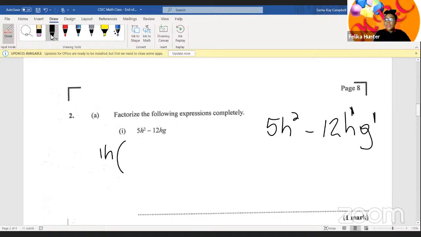All right, so if it was a case where we had h to the 4, then I know that h squared would have been there because the lowest power of the h would have been 2. All right.